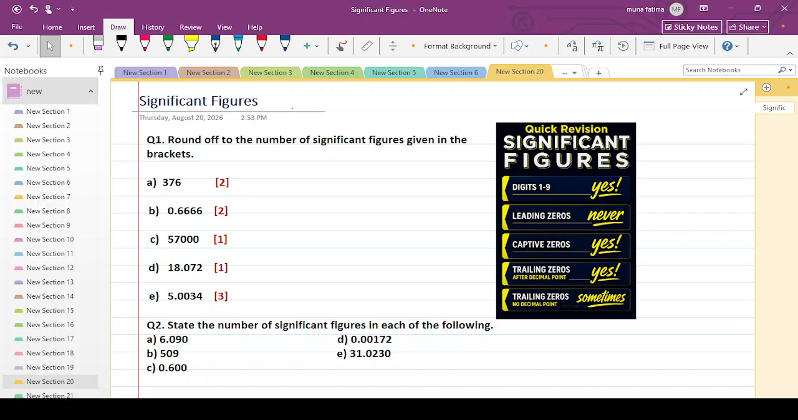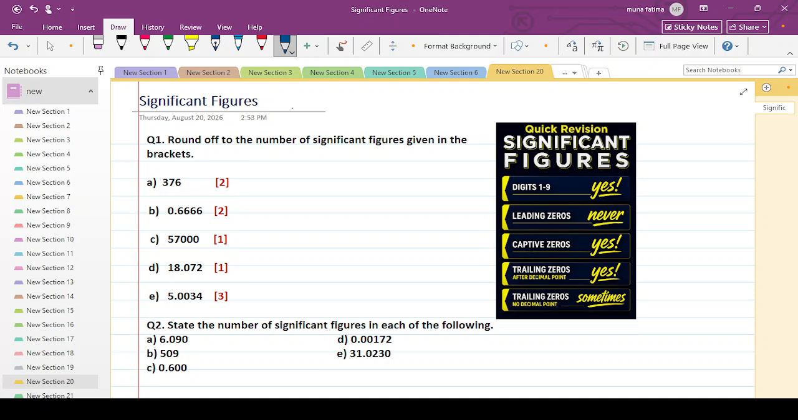Alright, let's revise quickly the rules for significant figures. Rule number 1: any numbers from 1 to 9 are all significant. Leading zeros means if you have just zeros before a number starts or a decimal starts, they are never counted. Number 3, captive zeros: if you have any zeros sandwiched between numbers, they are significant, they will be counted.